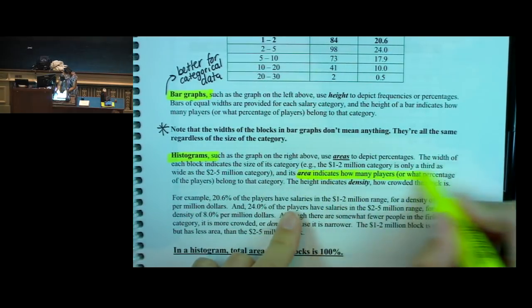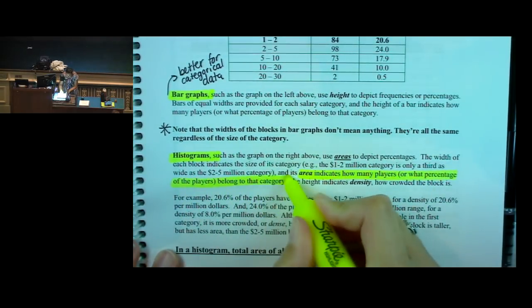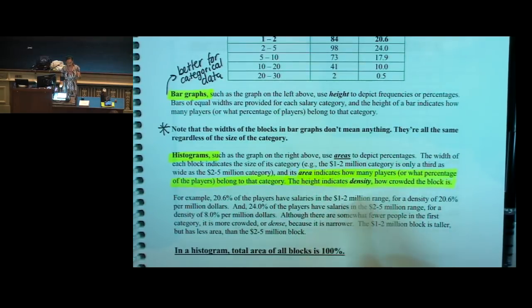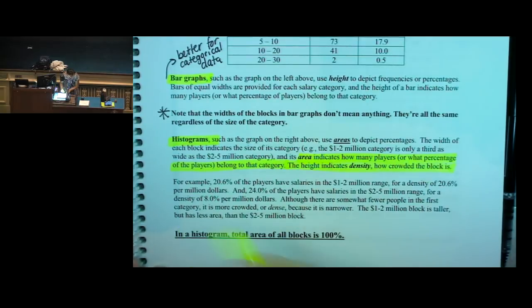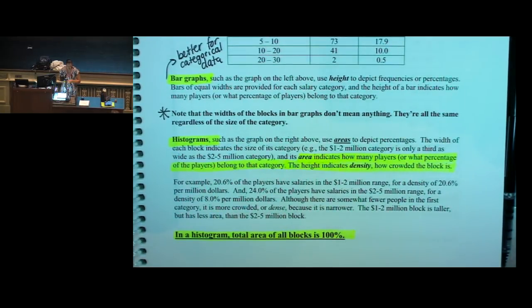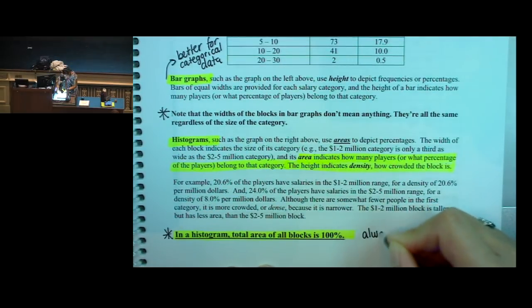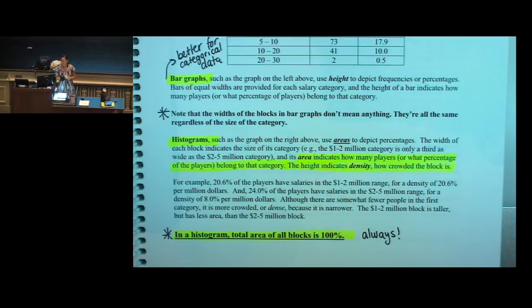Here it says its area indicates what percentage of players belong to the category. And we'll look at what the height means as well. It says the height indicates the density, or how crowded the block is. Last thing, again, you guys can read all this on your own if you want, but this is important. It says in a histogram, the total area of the blocks is 100%. So keep that in mind. This is always the case. Any histogram, that's going to happen.